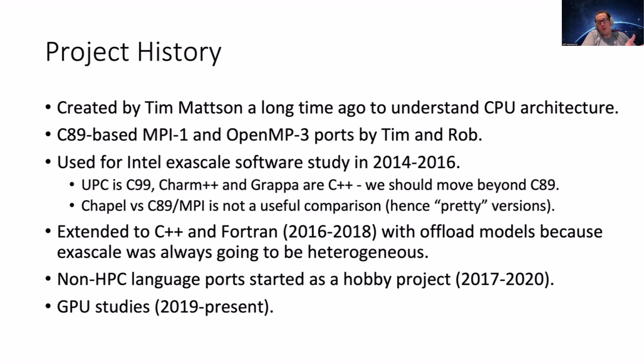So what we did though is we embraced the challenge and we said, okay, well we'll go find some different models. So we looked at UPC, which is of course one of the classic PGAS models. We also looked at SHMEM. We looked at Charm++ and Grappa, both of which were relatively usable, mature C++ dynamic runtime systems.